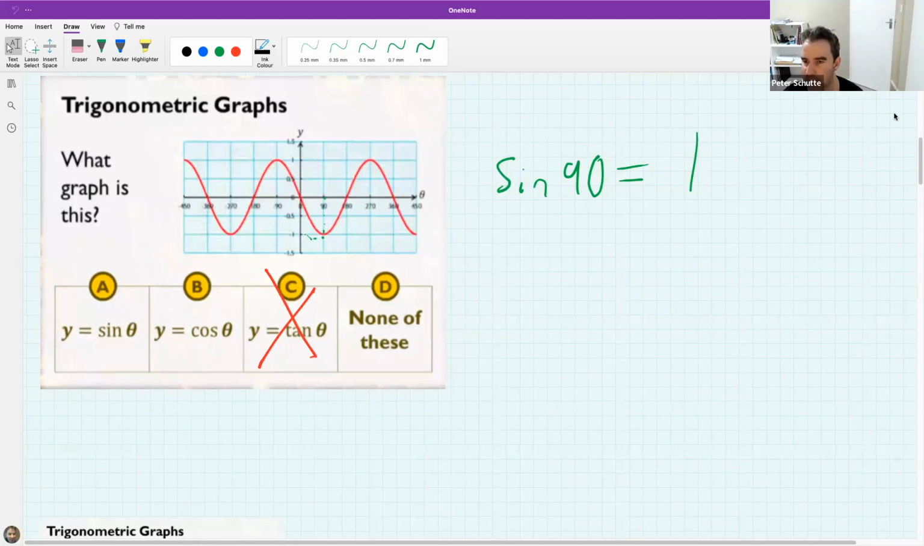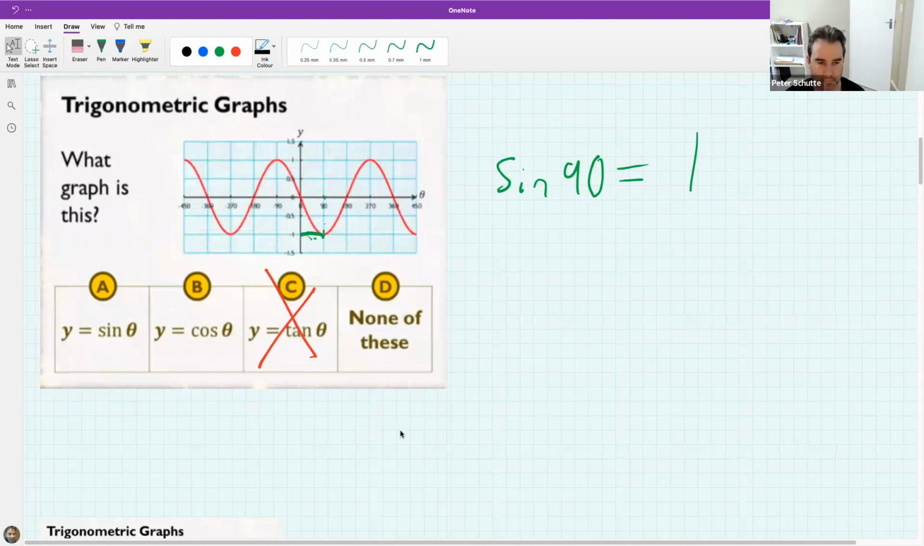Can you hear me, Siyabonga? Yes, sir. You think it's A? Yes. Okay. So what I'm going to say is it actually can't be A, because in this graph, the sine of 90 gives you 1, but if I look at the graph, it's in line with -1. But let's go to Khotso. He might have something else to say here.